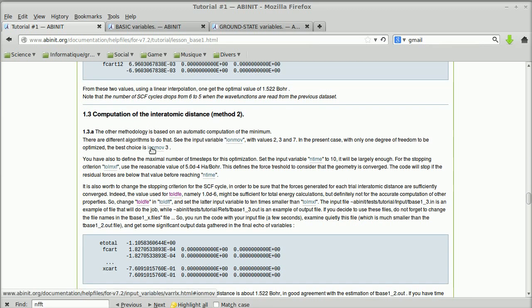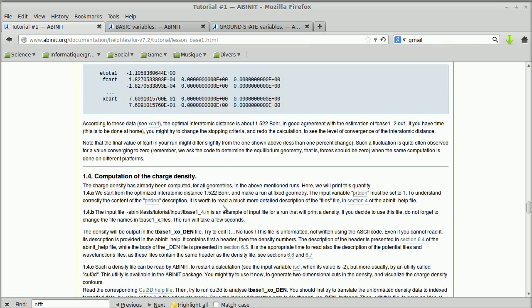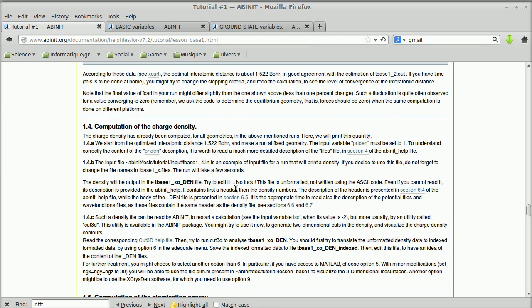You can do that by hand, or you can also use ionmov, which is an input variable that will do this optimization using the steepest gradient method or the BFGS method to minimize the total energy and to move your atoms. And then you can compute the charge density.